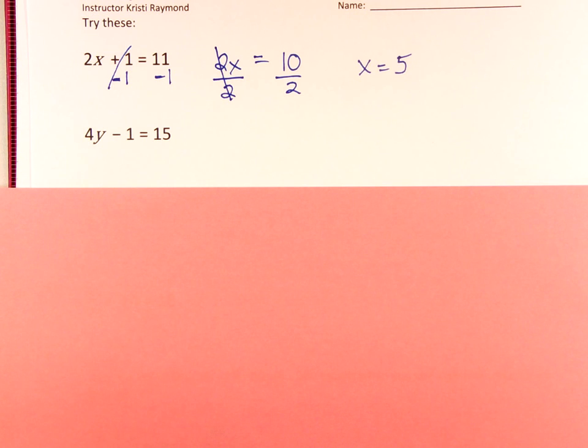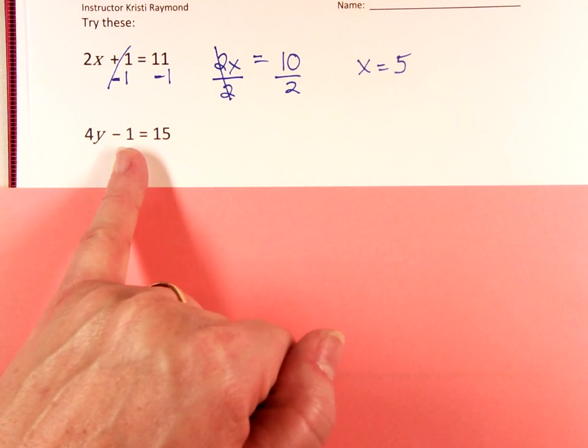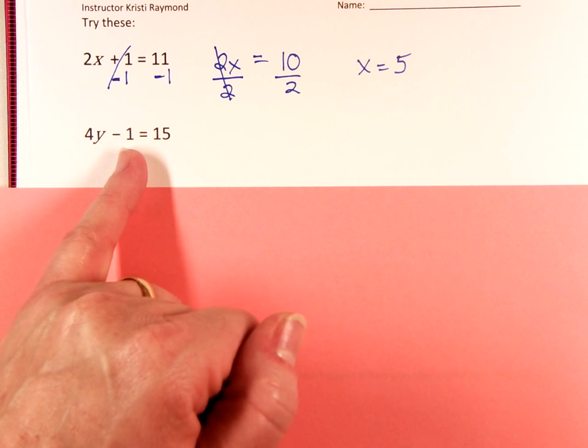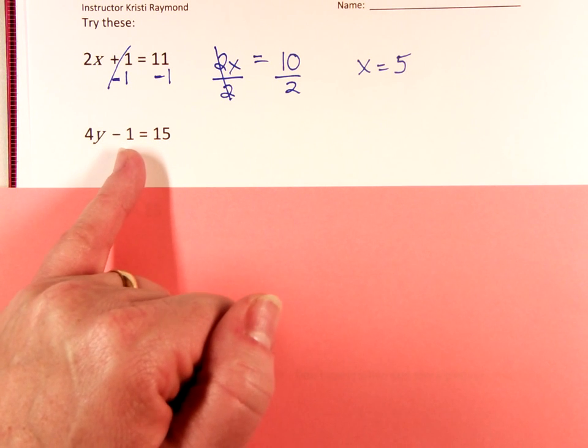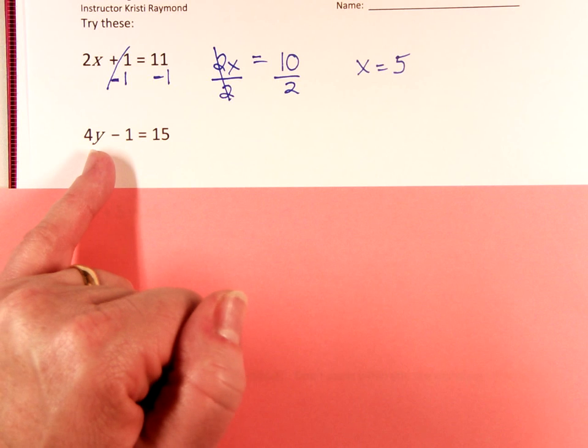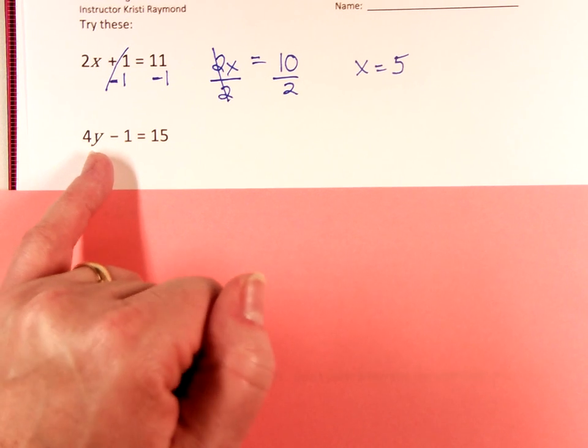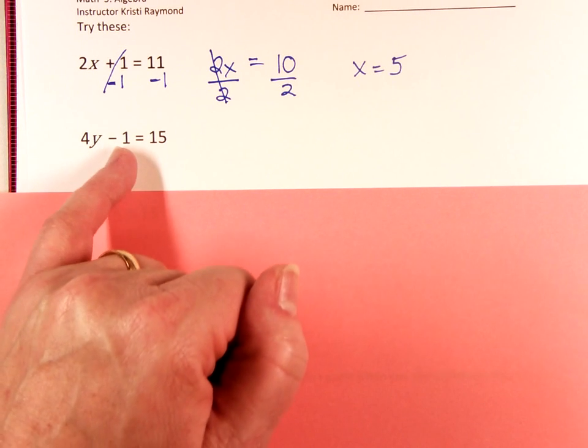All right, try this one. 4y minus 1 equals 15. But as a group, let's decide where we're starting first. Which is what? Negative 1 or minus 1. Start here. This loose number that's not attached to the y, let's get rid of that first because that's the easiest one to get rid of, quite honestly. The one next to the y here, the 4, is a little bit harder to get rid of. So just get rid of the negative 1 first by doing the opposite.